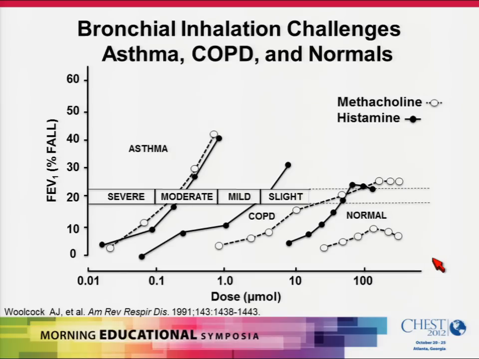And even more fascinating is if you follow these people along prospectively, these normal individuals with bronchial hyperactivity will develop asthma. Many of them will develop asthma. And if they happen to be cigarette smokers, they have a much more likely chance of getting COPD. So the feature of bronchial hyperactivity appears to be something that we see in COPD, obviously very necessary for the diagnosis of asthma.